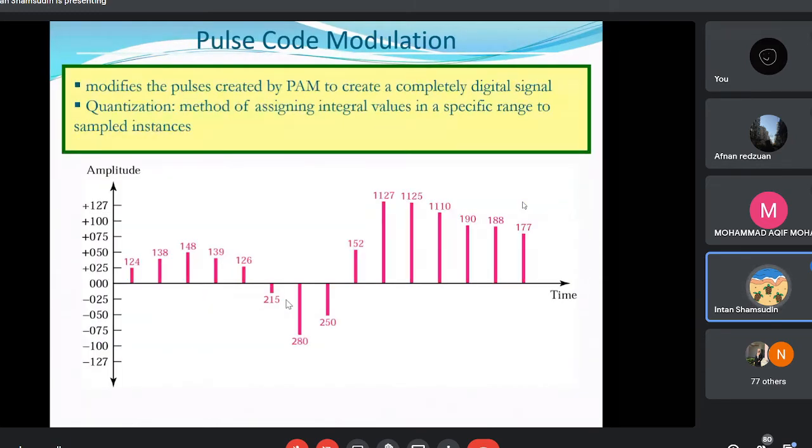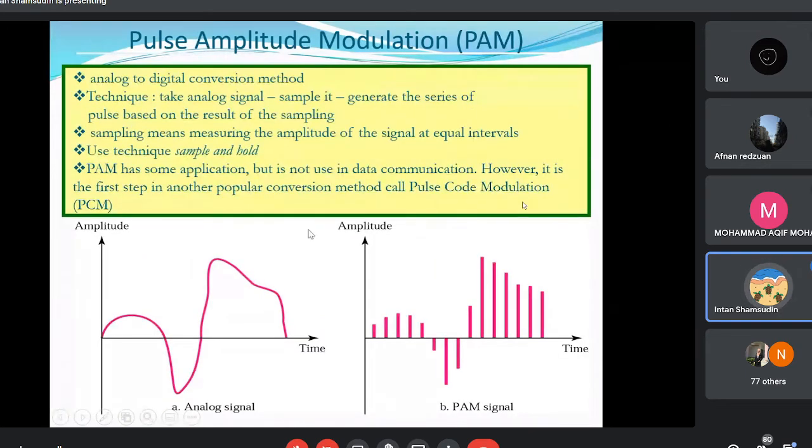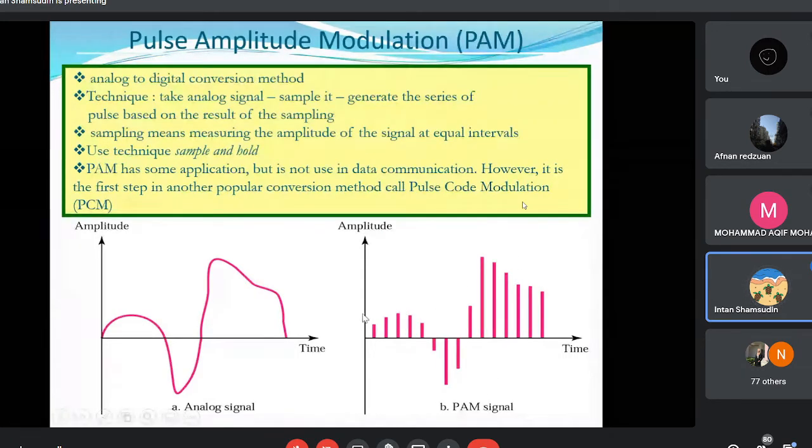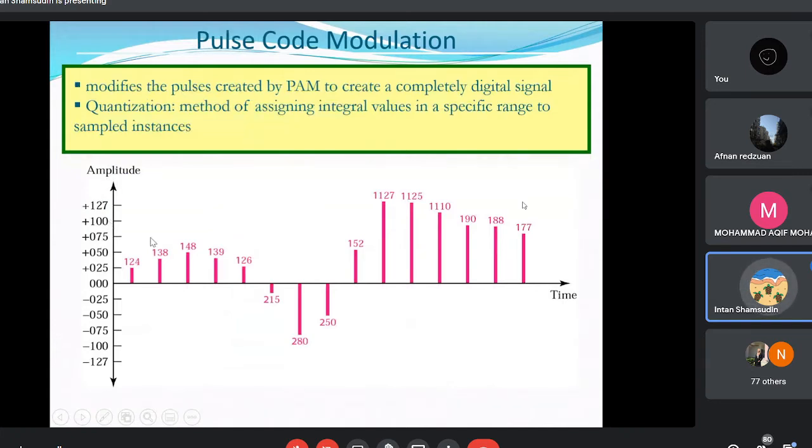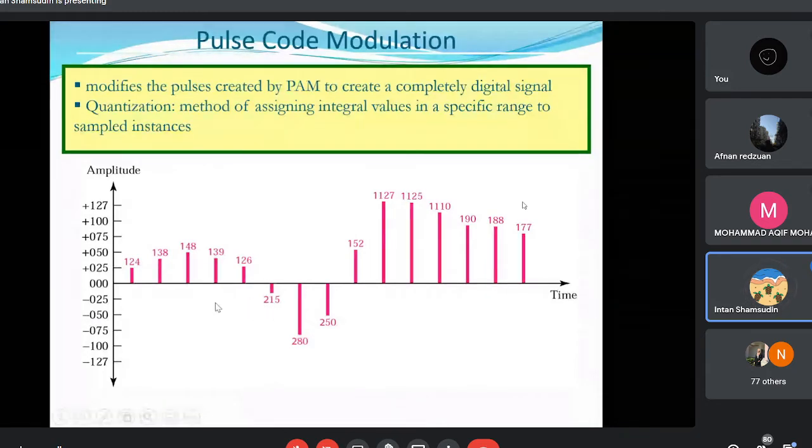Right? So PCM, pulse code modulation. It modifies the pulses created by PAM to create a completely digital signal. It is called quantization, a method of assigning integral values in a specific range to sample instances. So this is the analog signal, and you sample it to a PAM signal. Notice here there is no value yet. And then at quantization, here we will assign integral values. This is actually not 1 to 4, 1 refers to positive, I'm not sure why. It turns into 1 and then 2 is for negative. If you look, it is correct, 15, negative 15.